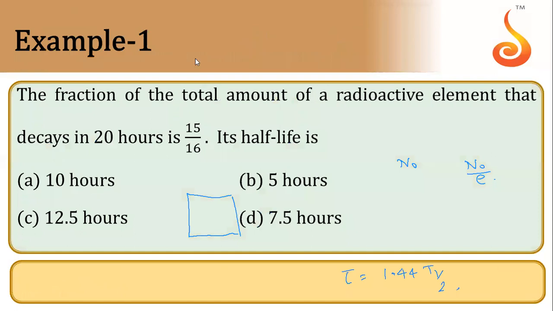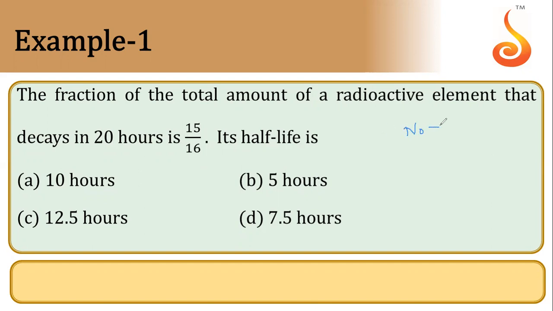So next we will solve some numericals. The fraction of the total amount of radioactive element that decays in 20 hours is 1 by 16. So we are supposed to find the half life. So first of all, the fraction which has decayed is 15 by 16.